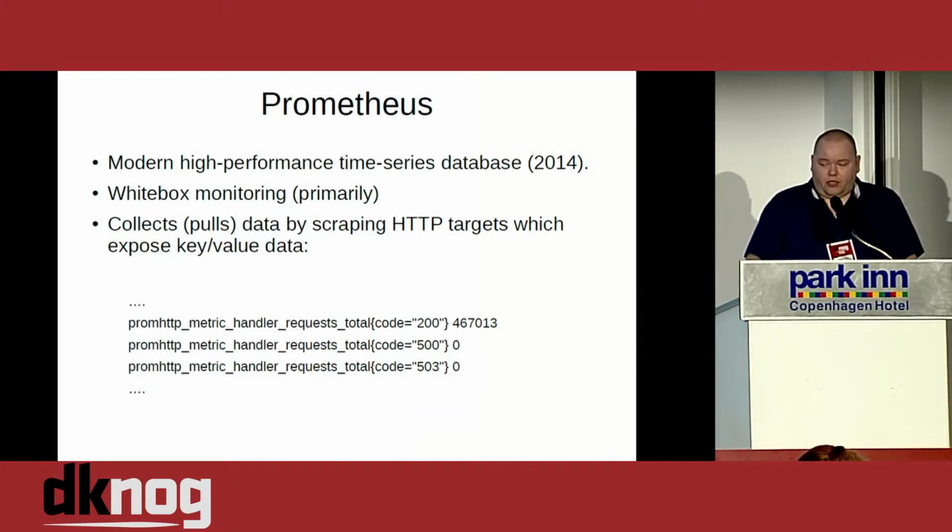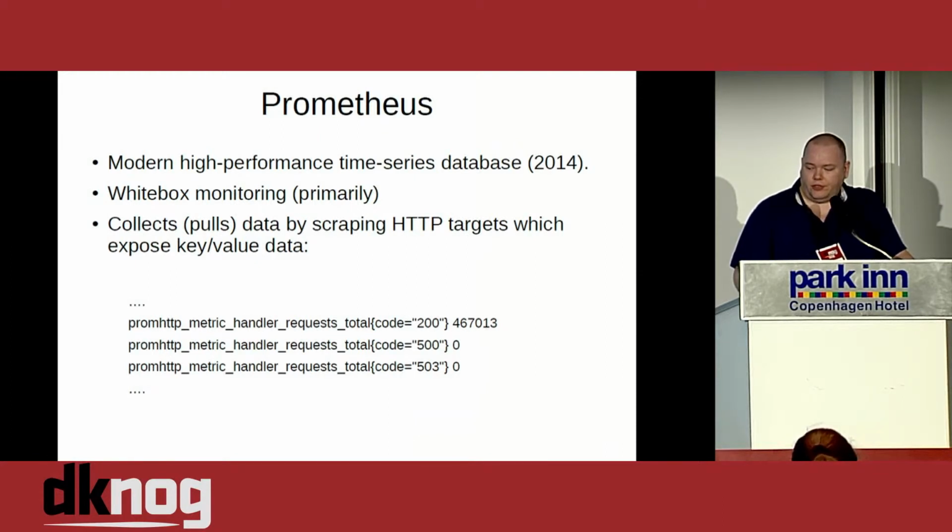It is a pull model, so it pulls data in by scraping HTTP targets with a very simple key value format. It looks like this. You have a metric name, then you have a set of brackets with some labels, and then you have a numeric value. That's basically it. So it's very, very easy to write your own exporter that exposes something, whatever you want.